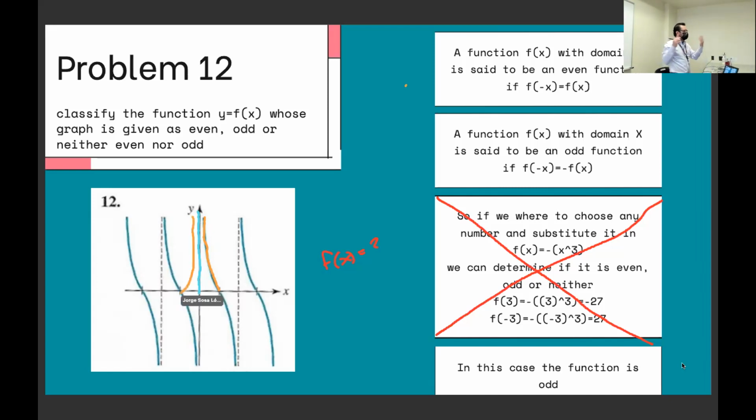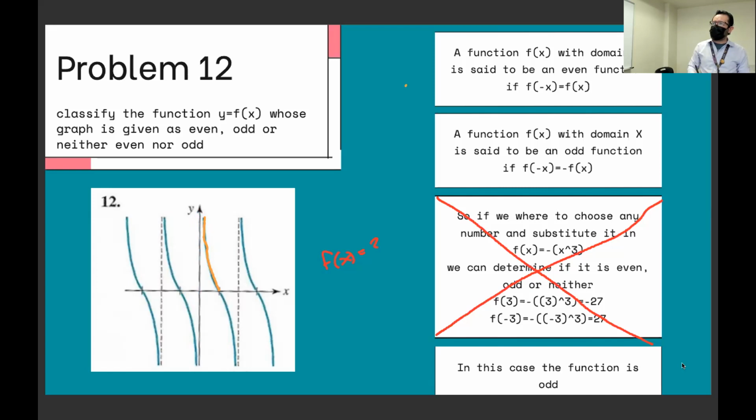So the orange, if it were even, it would look like the orange. It would be reflected. So is it even? It's not, okay? So it's not even. Now let's analyze if it's odd.